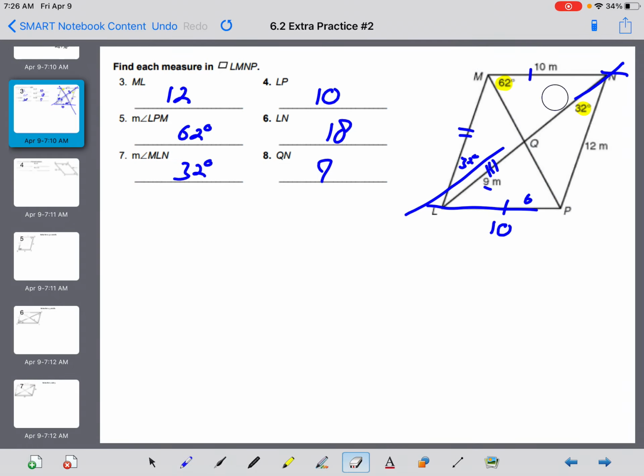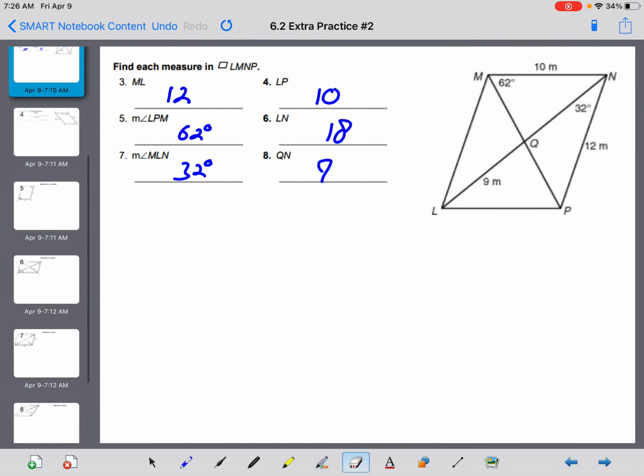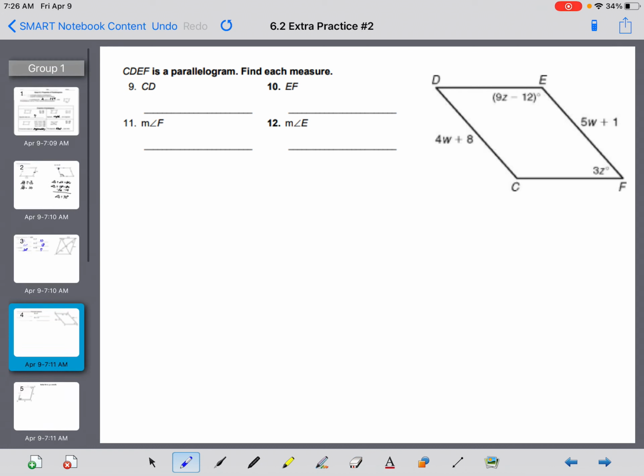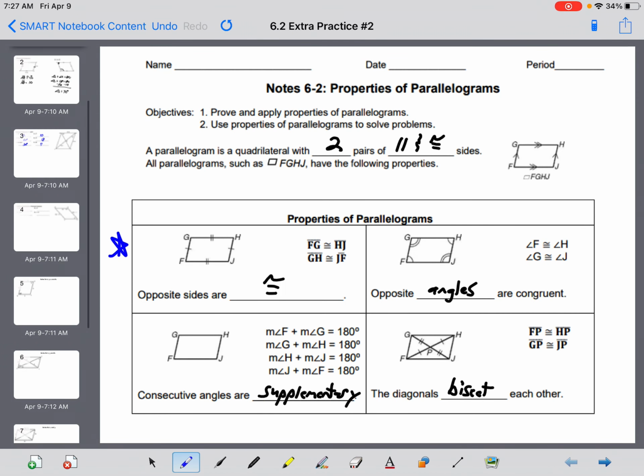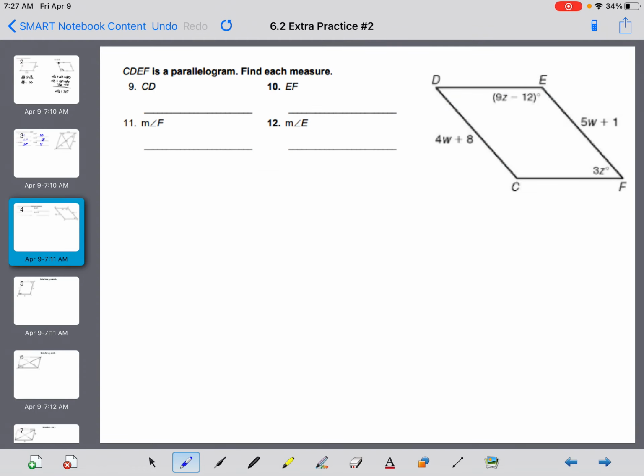Okay, not a lot of solving, just a lot of analyzing, okay? We're going to do another one of these because I know that the picture can get a little crowded. We're just using the properties that we know from here and about parallel lines to answer the questions.